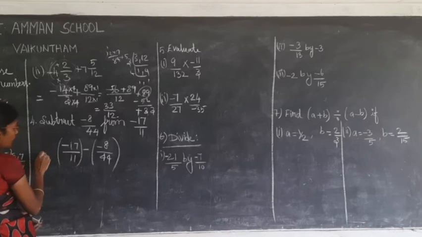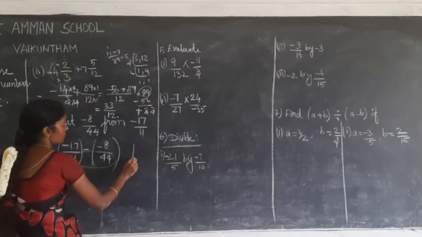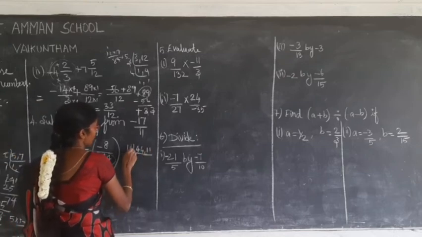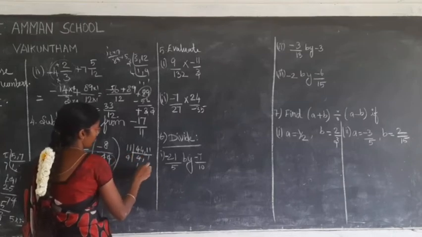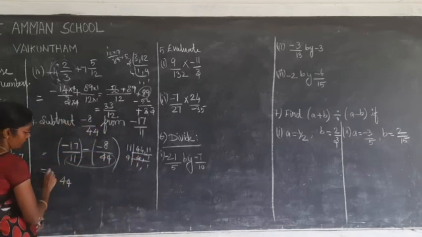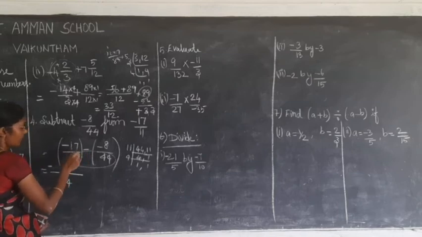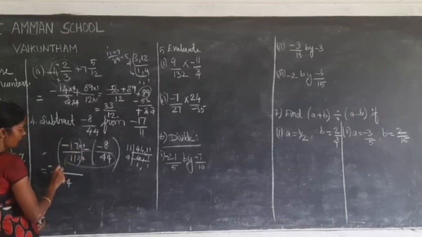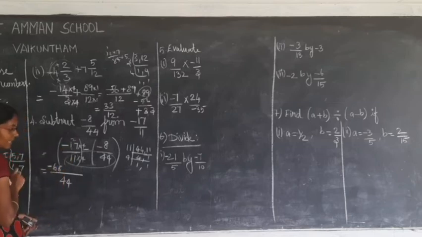Okay. So what will you do? The denominators differ. So 44, 11. So 11 table, 4 11s are 44, 1 11 is 11, 4, 1, 1. So 11 4s are 44. So the minus, next one, 17, 11 into 4, 17 into 4, 7 4s are 28, 2, 4 1s are 4, 6, 68. Clear?